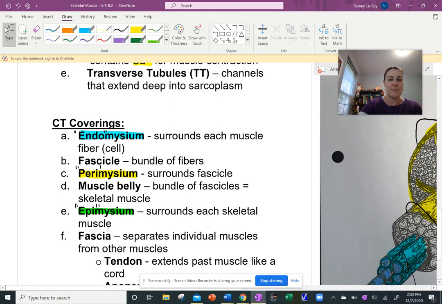And then lastly, we have the epimysium. Epi means upon, so this is the outermost connective tissue that surrounds each skeletal muscle. Then we have our fascia, which is going to separate individual muscles from other muscles.